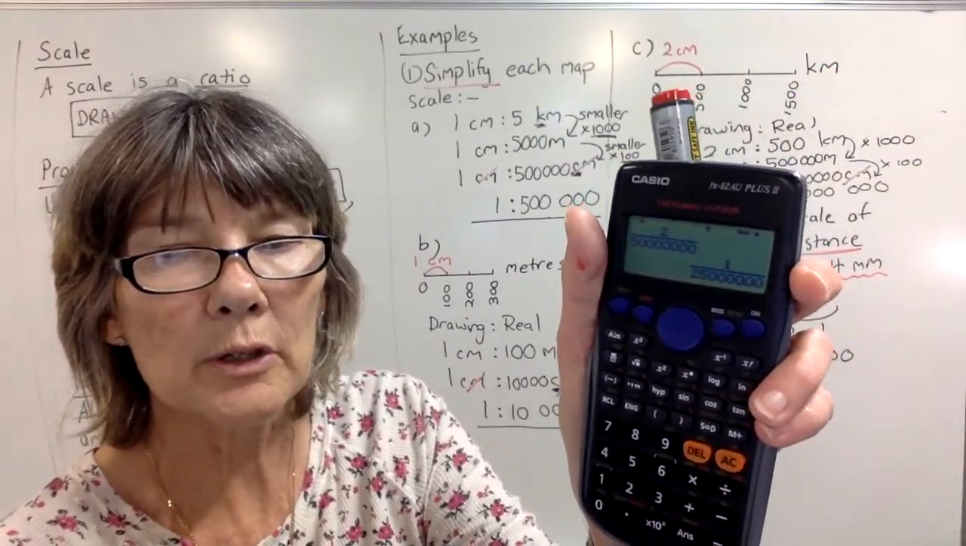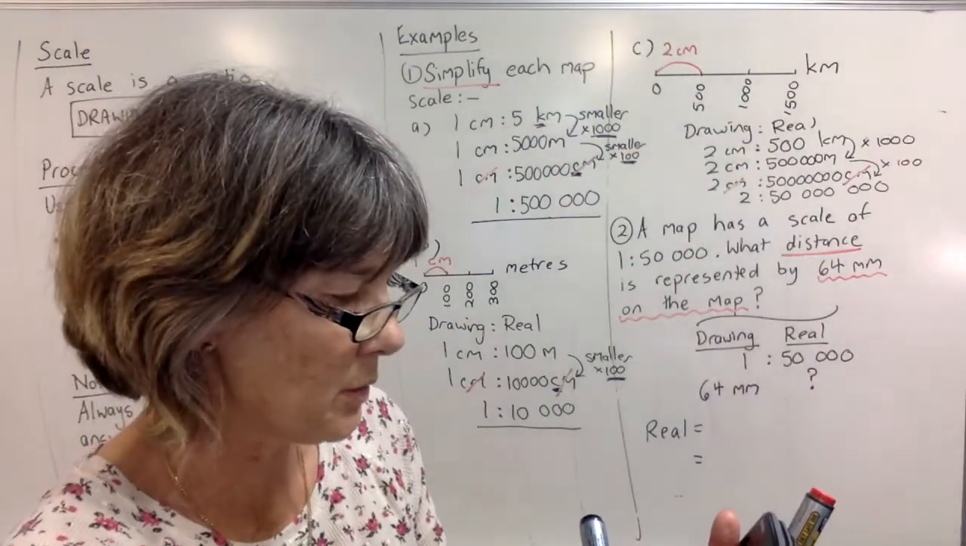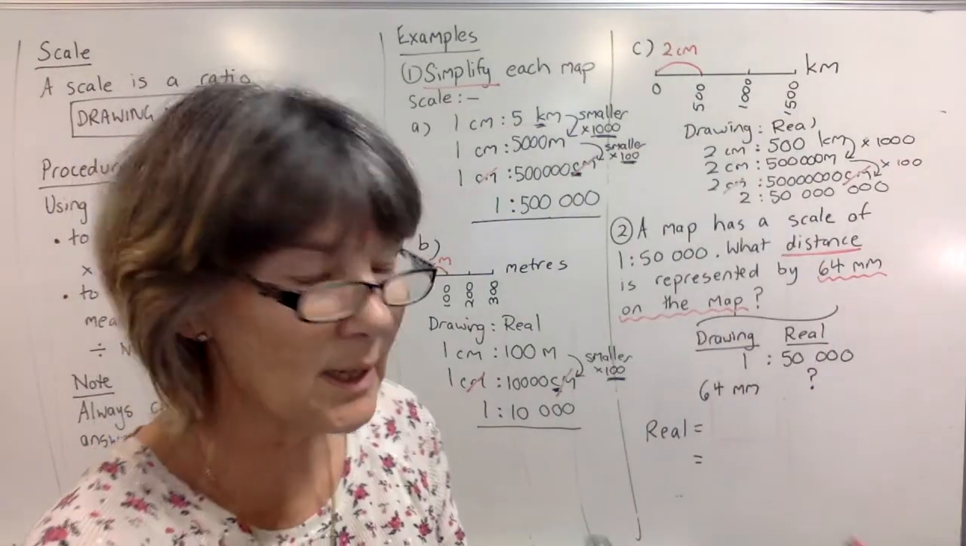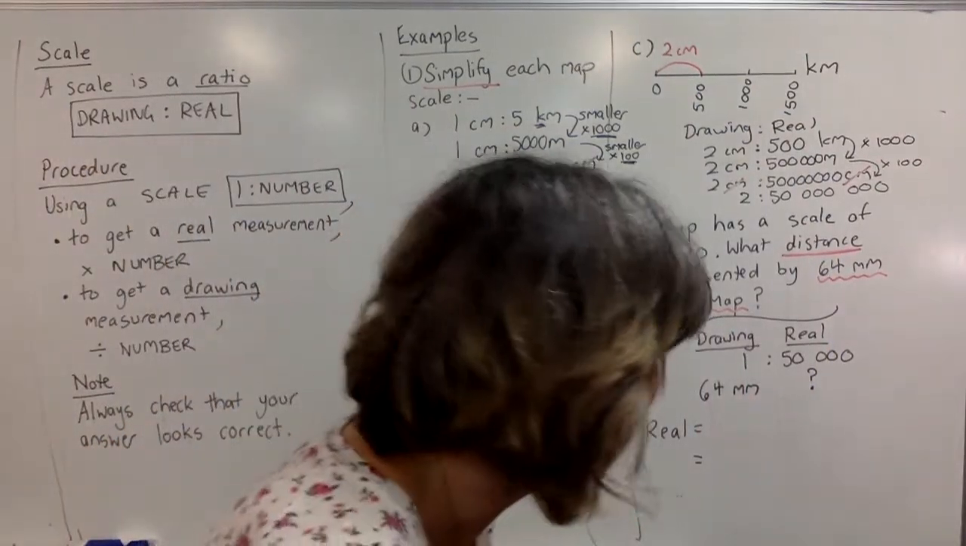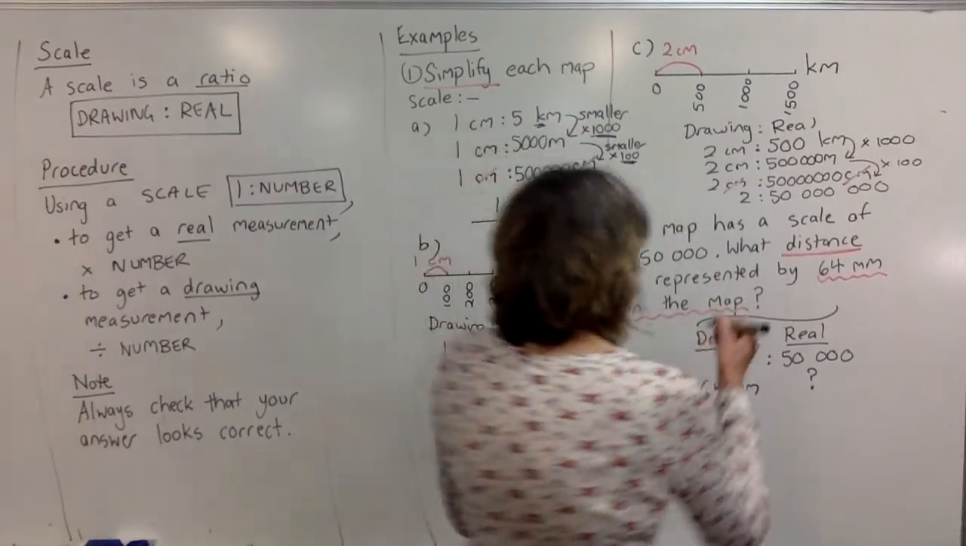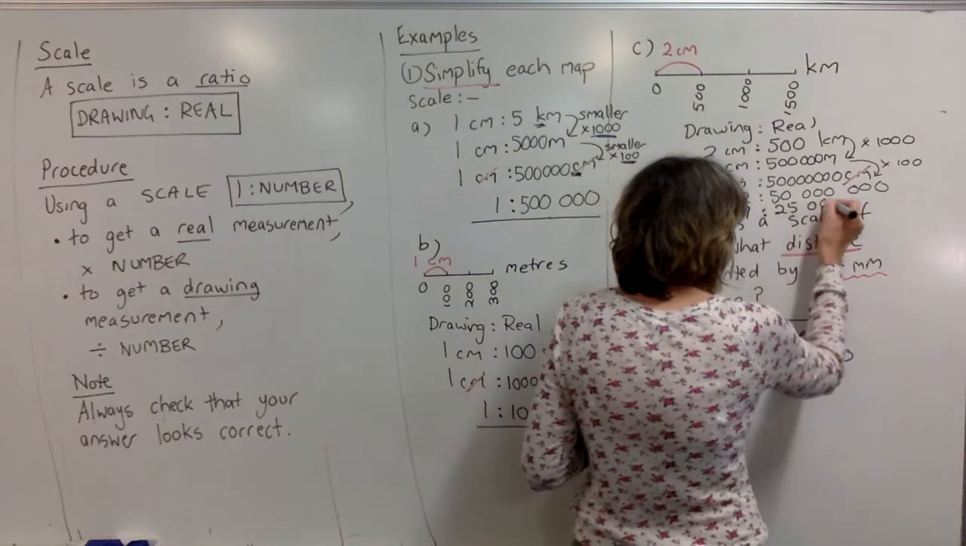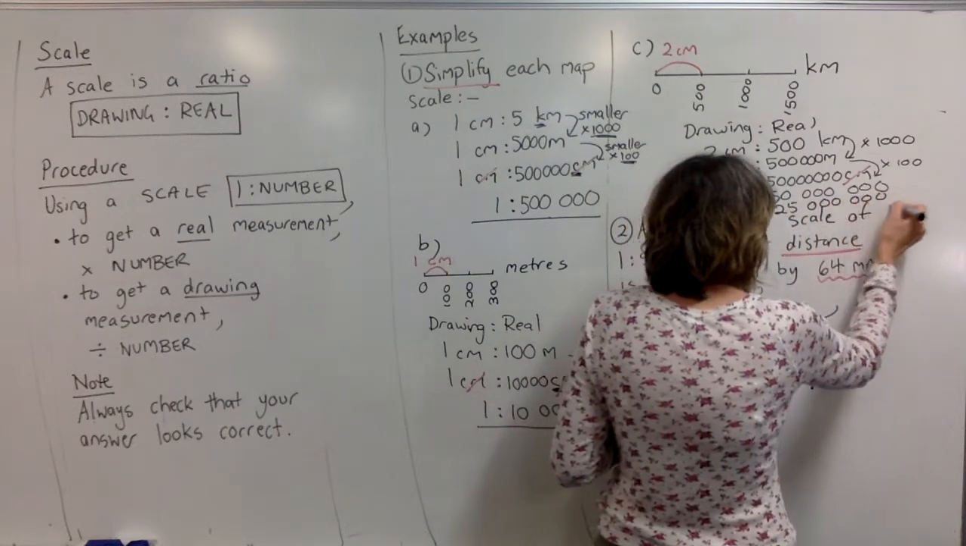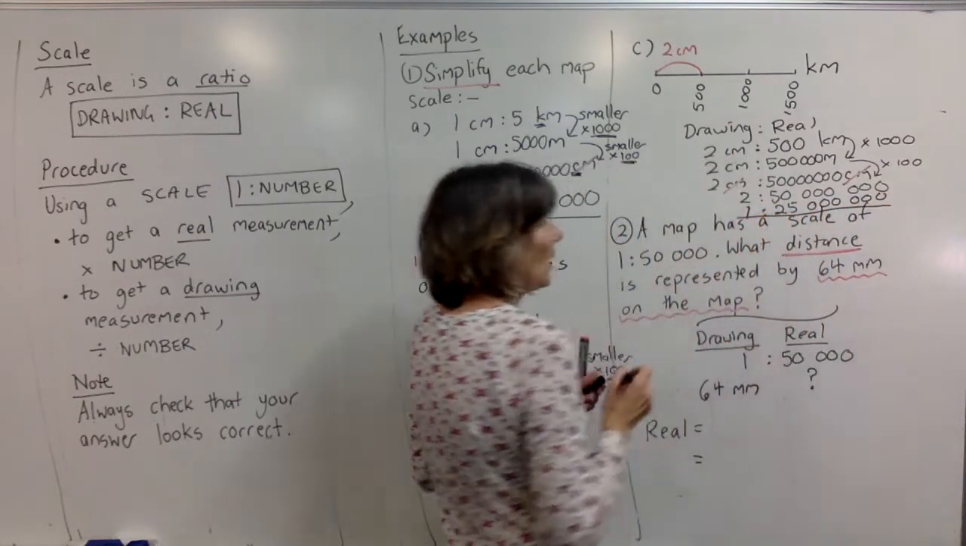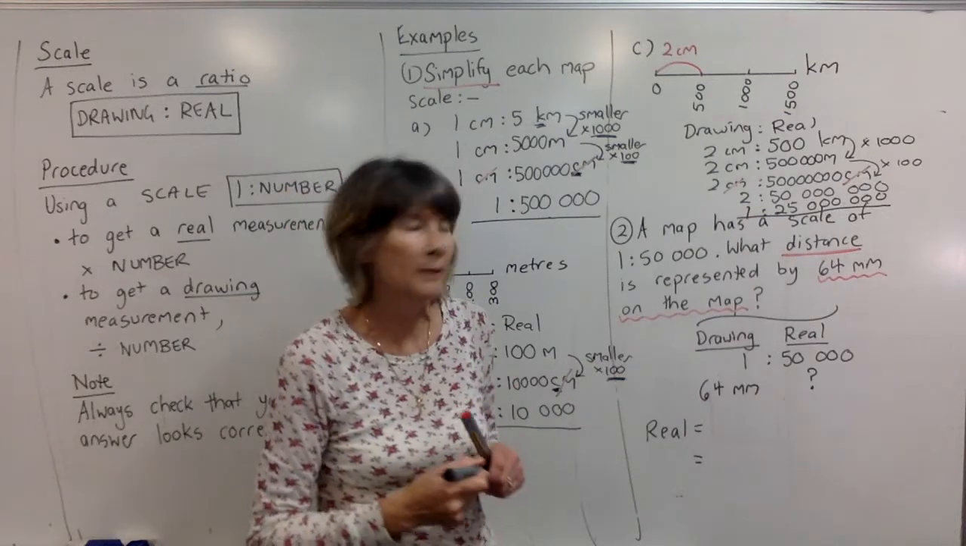1, 2, let's count those zeros. 1, 2, 3, 4, 5, 6 zeros. 1 to 25 and 6 zeros. So it looks like this. And there is your answer, 1 to 25 million.